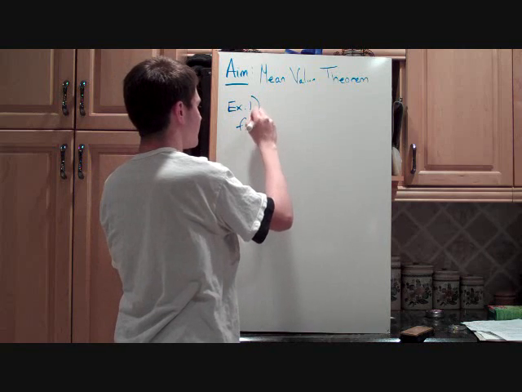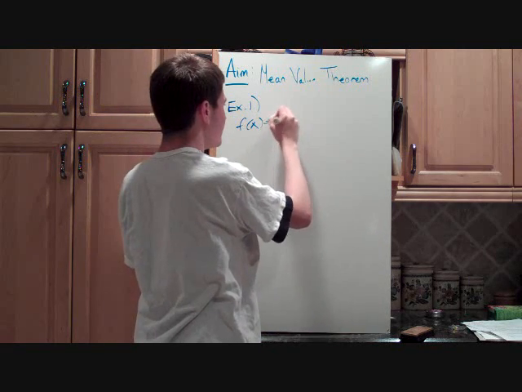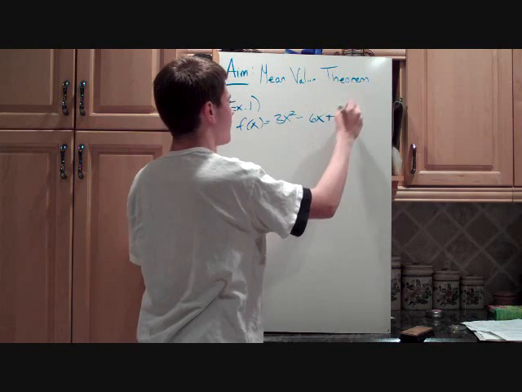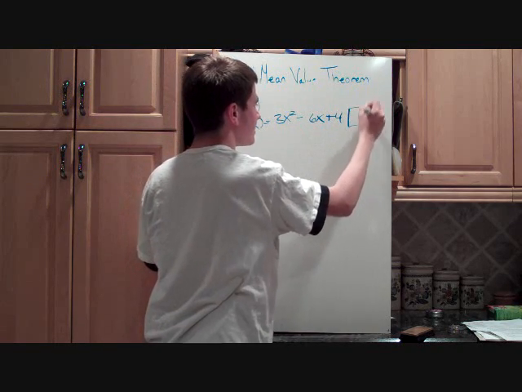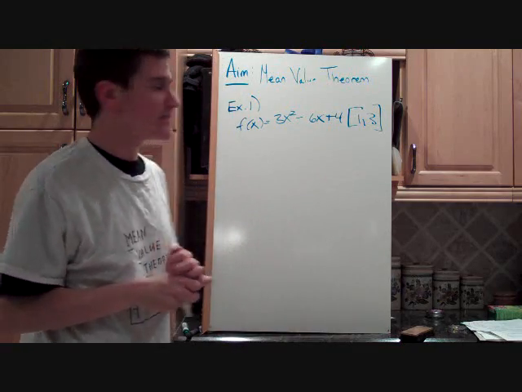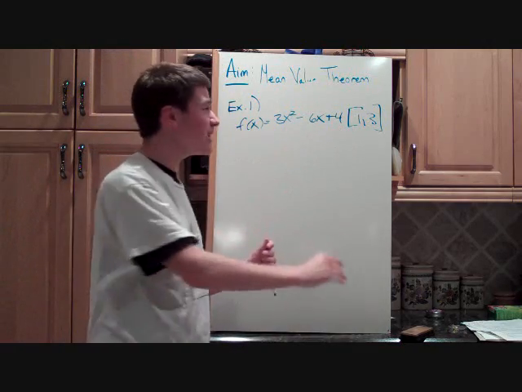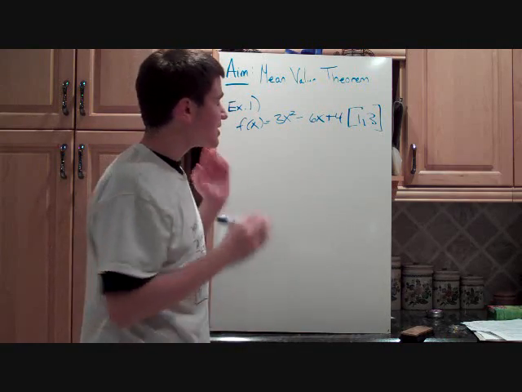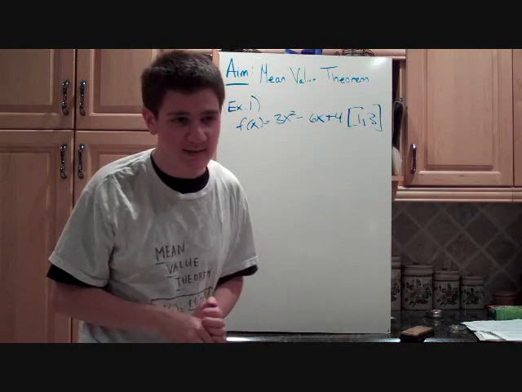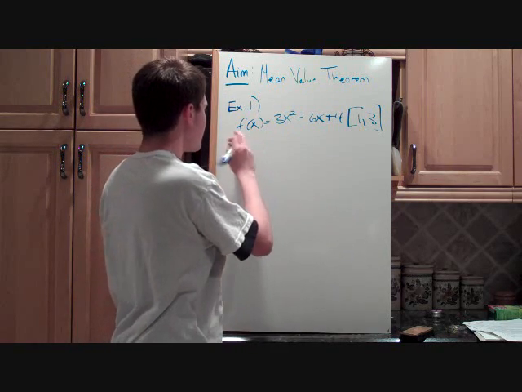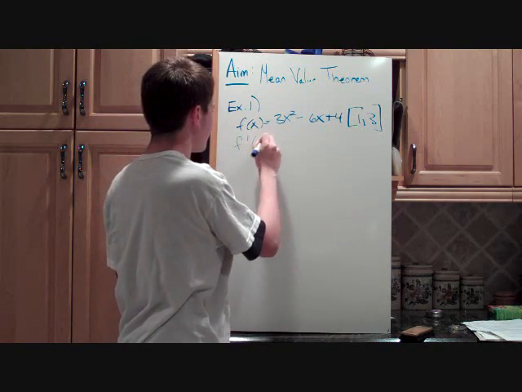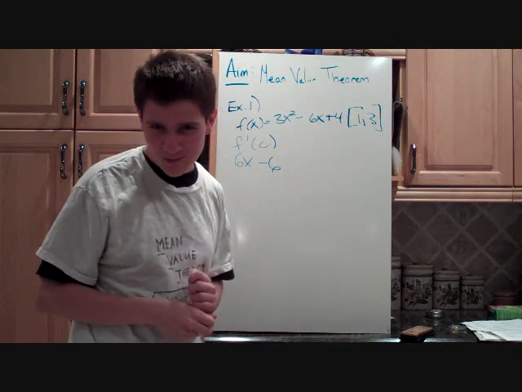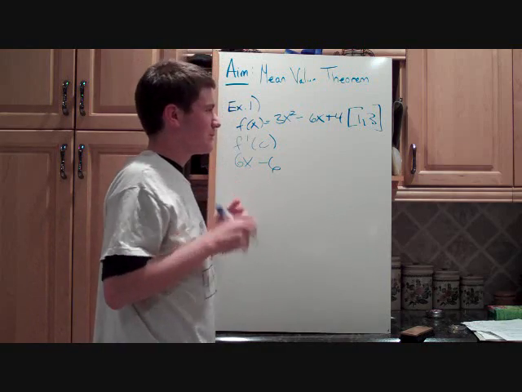Example 1. f of x is equal to 3x squared minus 6x plus 4 over the interval 1 to 3. What the question wants you to see is to find a point c between x equals 1 and x equals 3 at which the slope of the tangent line is equal to the slope of the secant line. So we're going to find f prime of c, which is 6x minus 6. We're going to use the power rule, right? That's one of my favorite rules.